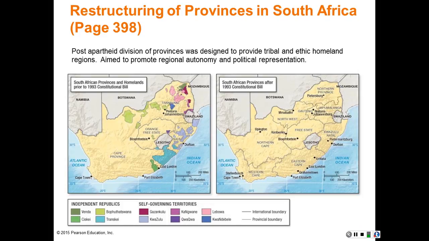In the post-apartheid period, there was a restructuring of provinces in South Africa. The post-apartheid division of provinces was designed to provide tribal and ethnic homeland regions, and it was aimed at promoting regional autonomy with political representation. In addition, each of these new provinces was provided a city that was designated and designed to direct economic activity and trade.